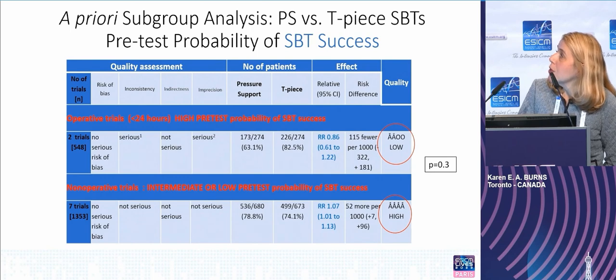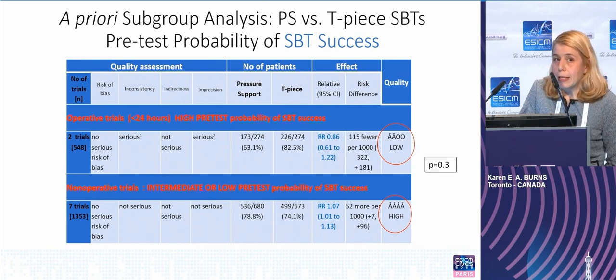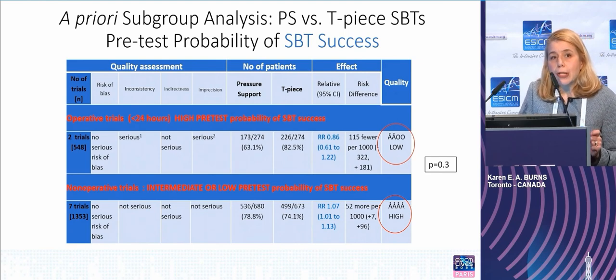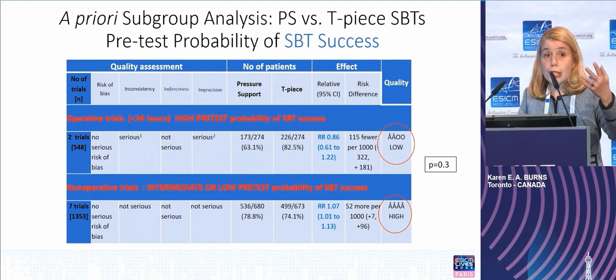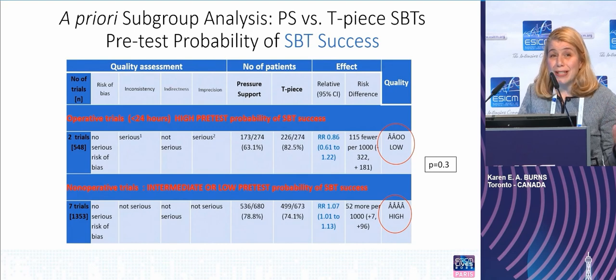And what we found was that the low quality evidence came from the operative trials, or the trials in which patients were mechanically ventilated for less than 24 hours. And it makes sense because these patients have a high pretest probability of being successfully extubated. When you pool these in a meta-analysis, you often see success rates of 100% versus 98%, and so they don't really add very much to your pooled analysis.